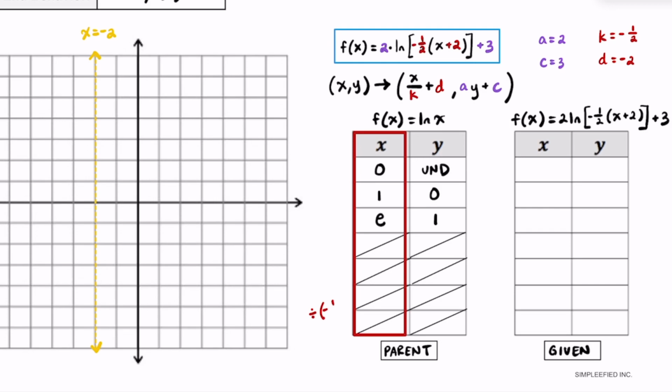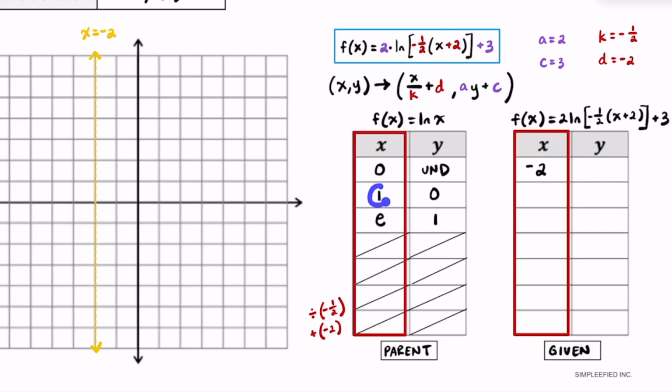Starting with our x values, we're going to take each of them and then divide by k first. Now k is equal to -1/2 for this function, so we're going to take each of them and divide by that. And then we're going to add on the d value. So d is going to be -2, so we're going to add on -2 to each of these values. So for x equals 0, if we go ahead and multiply it by -1/2, that's still going to be 0. Then 0 plus -2, or 0 minus 2, is going to be at -2. So our new x value here is going to be at -2.